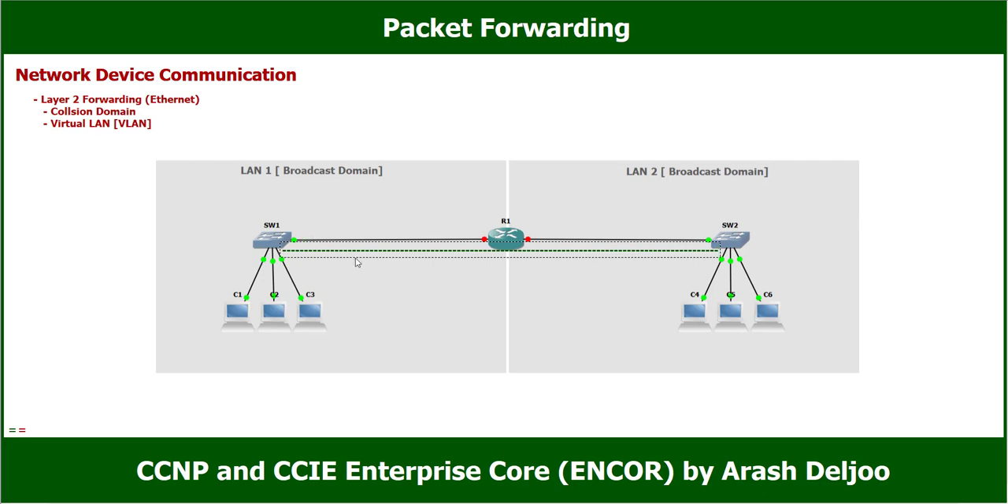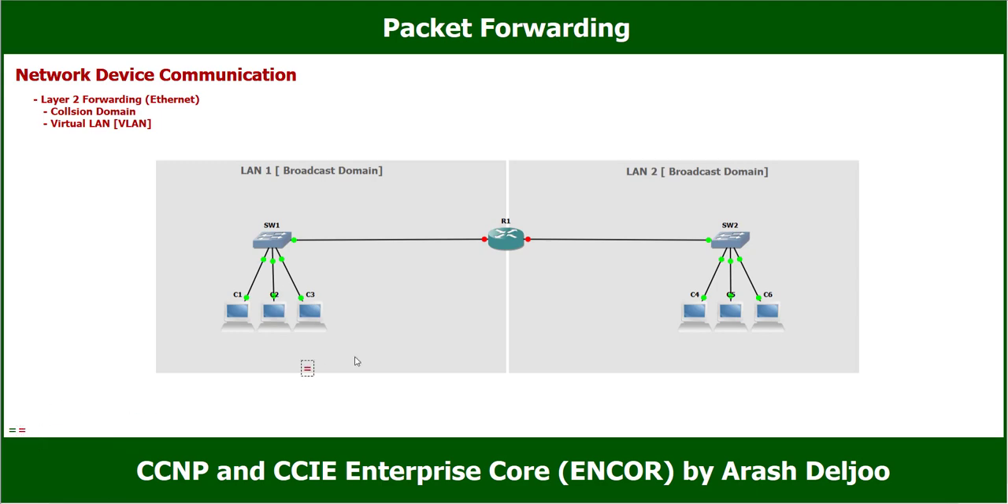Because of that, we need to segment this network into multiple broadcast domains, or multiple LANs. Each broadcast domain is a LAN. The first and the easiest method is using routers. When you are using a router, now this router is the boundary of our broadcast domains. What does it mean? Look at here.